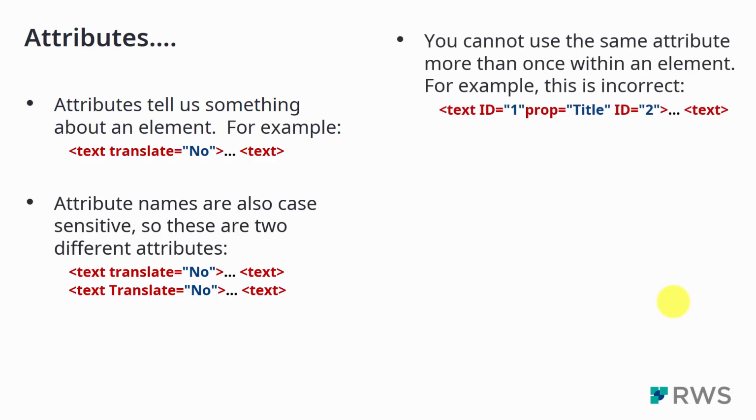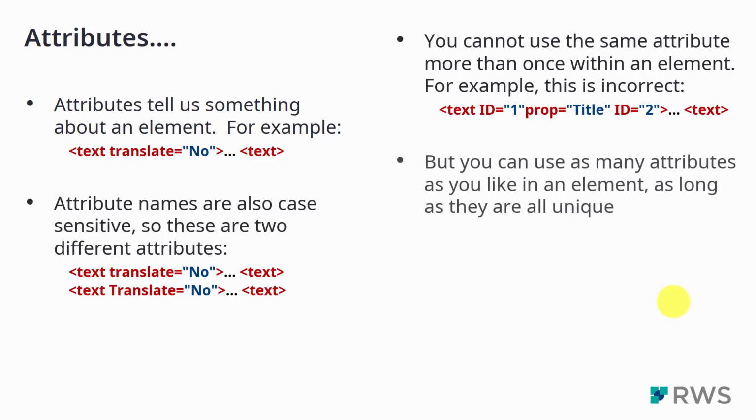You also can't use the same attribute more than once within an element. So for example, this would be incorrect because I have two ID attributes within the same element. I can only have one of each attribute per element. I can have as many as I like, but each one must be unique. As I said there, you can have as many attributes as you like as long as they're unique.